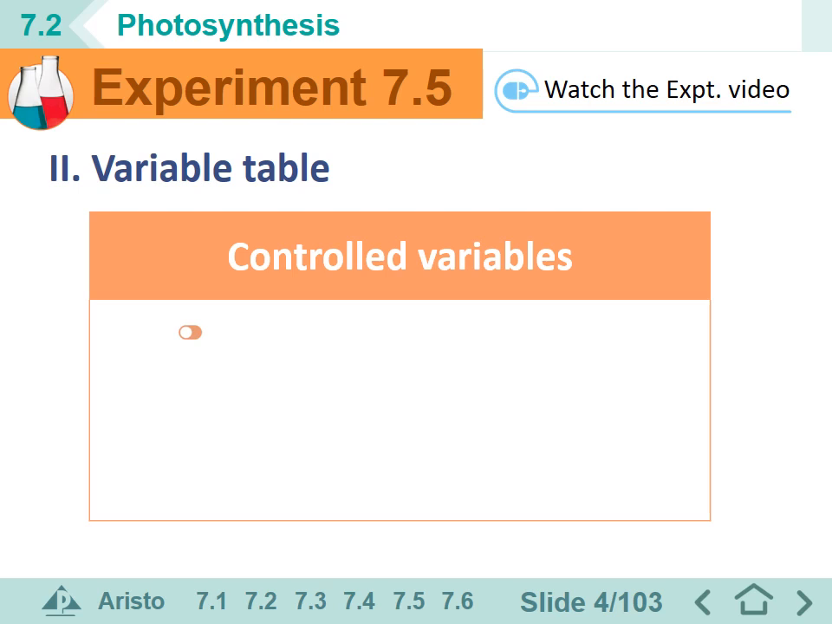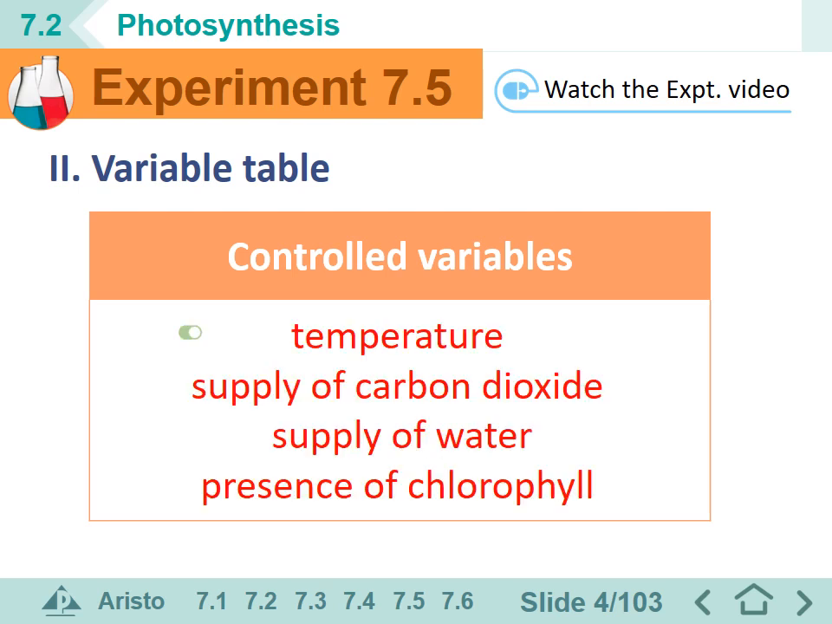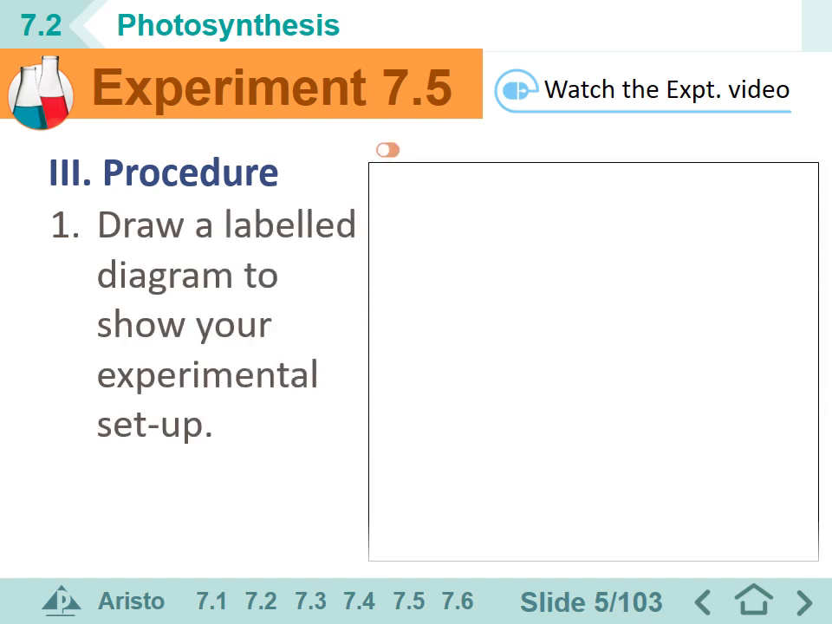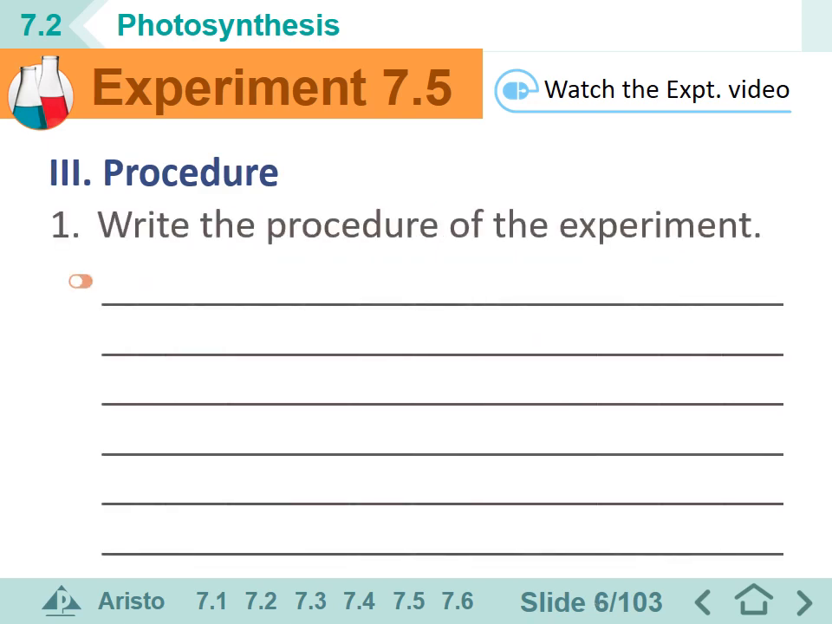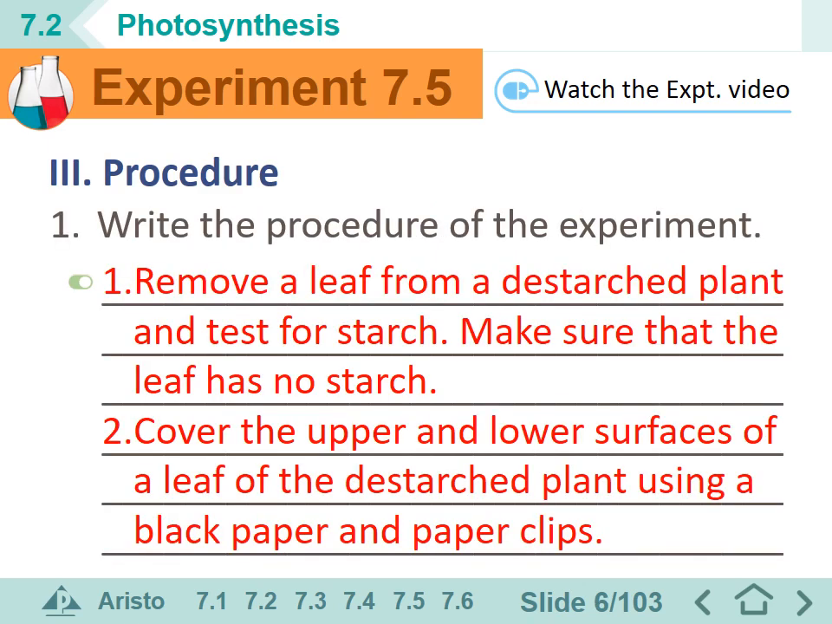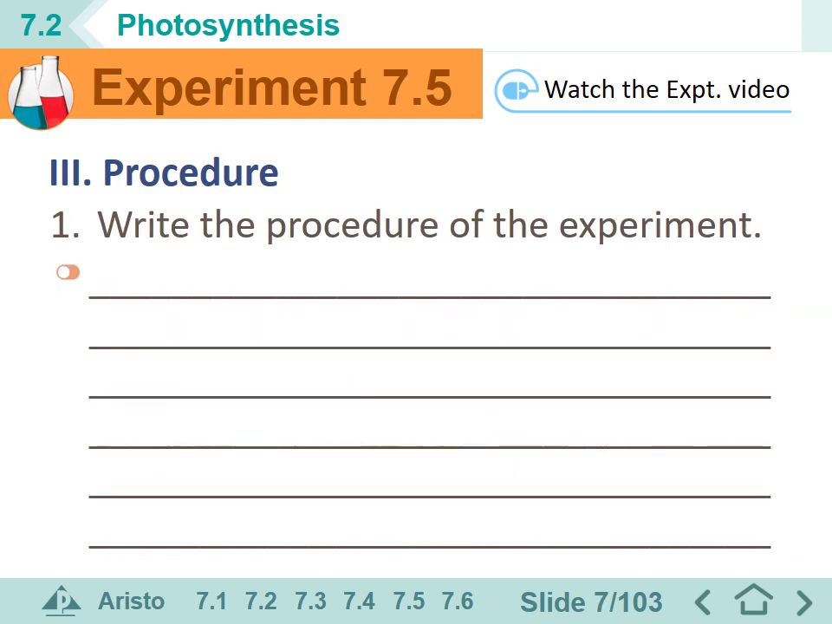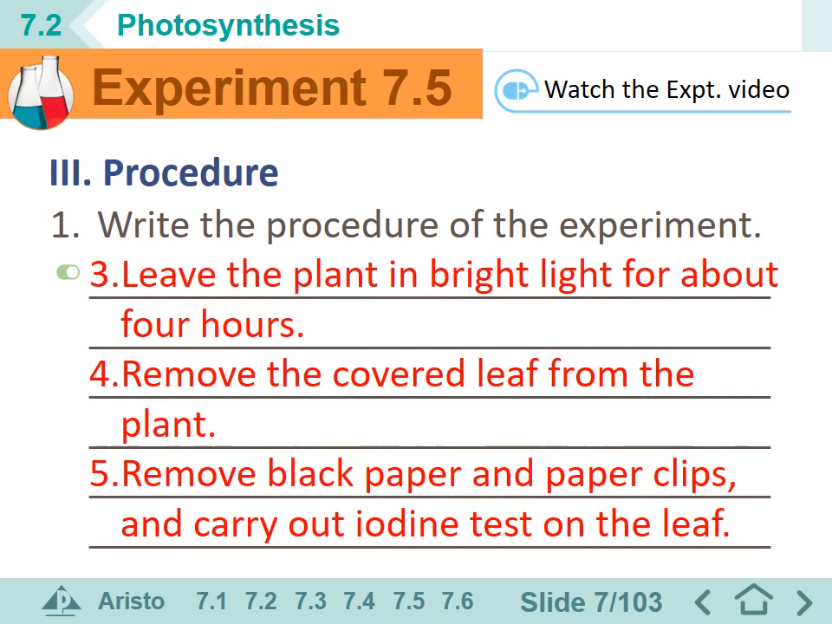And then for the controlled variables, all the things we need to control in this experiment are the temperature, supplies of carbon dioxide, water, and presence of chlorophyll. Okay, so here show the steps and the setup. I think all of you have already copied the setup. If you still haven't finished copying, then you can stop the video. Okay, so here are 5 points.